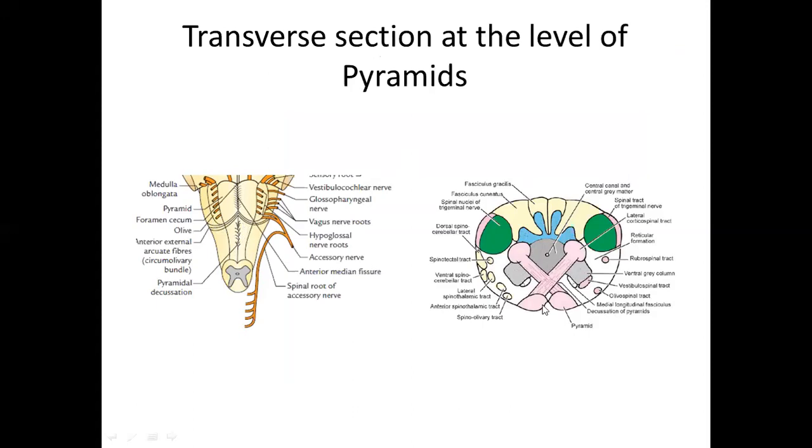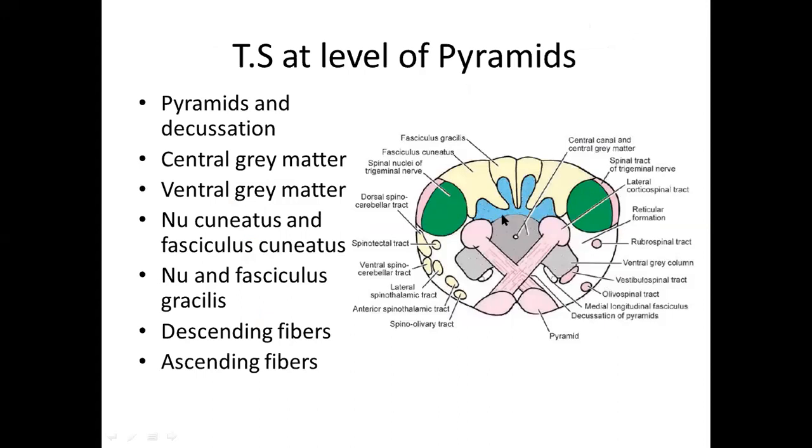And these corticospinal fibers are proceeding dorsolaterally to descend downwards as the lateral corticospinal tract. Now, because of this decussation, this has divided the central gray matter into a ventral horn and a central gray matter, right? So now we'll study the different features. Apart from the pyramidal decussation, we'll be seeing the central gray matter, the ventral gray matter, which is divided by these decussating fibers.